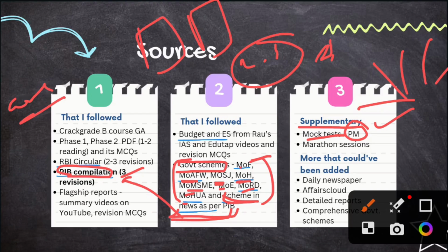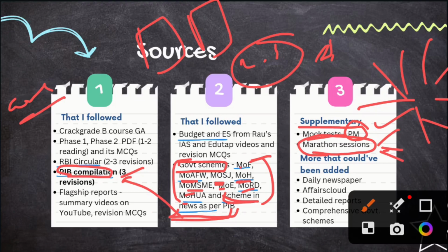Especially sometimes you get intuitive guesses. These intuitive guesses sometimes come from questions which you might not remember but you might have practiced somewhere. So diversifying your resources really helps.